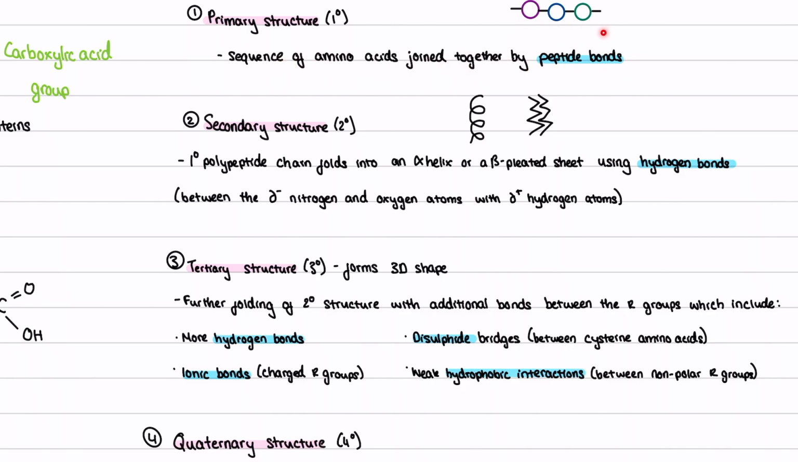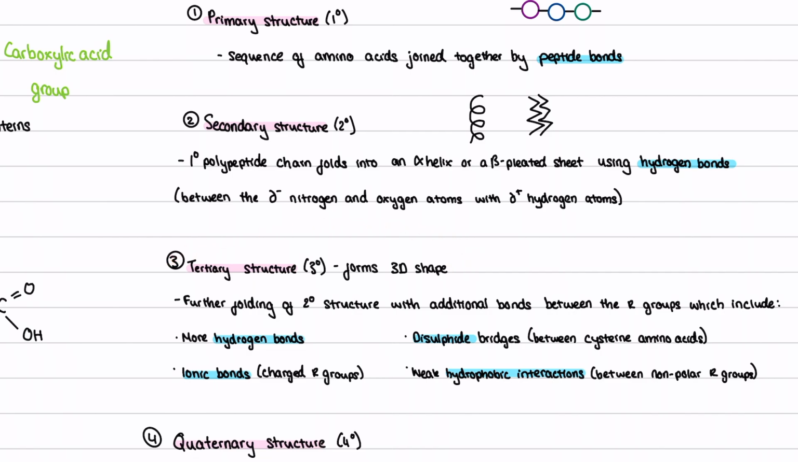The secondary structure can either be an alpha helix or beta pleated sheet, which is where the primary structure has been folded with hydrogen bonds to form these structures. The hydrogen bonds can form between the weakly negative charged oxygen atom or nitrogen atom to the weakly positively charged hydrogen atom. The tertiary structure is what forms the 3D shape of the protein.